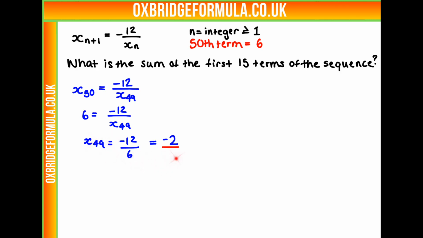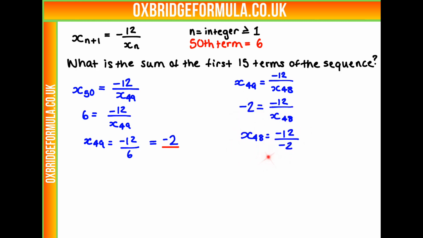So let's use this and plug it back into our equation to see if we can work out some more information. Our 49th term is minus 12 over the term before it. So we can plug in our minus 2 and find that the 48th term is minus 12 over minus 2, which equals 6. Now, there's something going on here. We can start to see a pattern, because our 50th term is 6, then minus 2, then 6. We know that if we put 6 back into our equation, our next term is going to be minus 2.